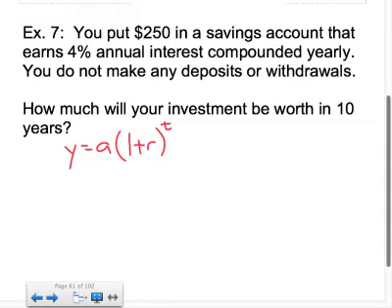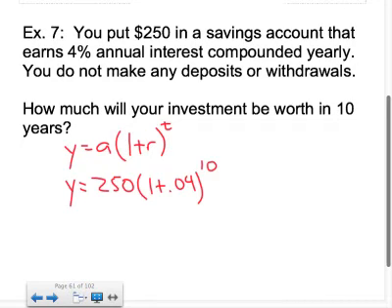Okay, so I know y equals, the initial amount was $250, 1 plus the rate is 4%. 4% is 0.04. And then t, it's compounded yearly. All right, and we're putting in for 10 years, so t is 10. So y equals 250 times 1.04 to the 10th power.